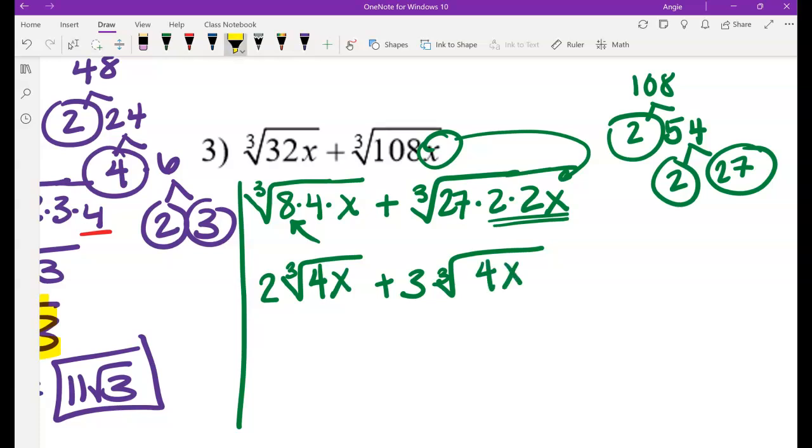Okay. Now, if you look at the index, they're both 3. Look at the radicands, they're both 4x. That means we can definitely combine like terms. 2 plus 3 is going to say 5. 5 times the cube root of 4x, and box that up.